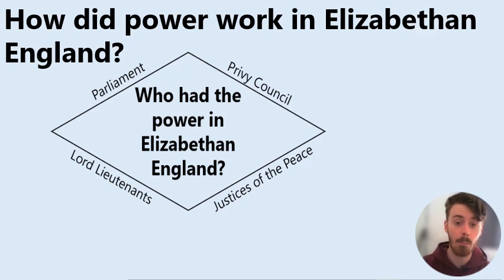If you can tell me what Parliament is, what its responsibility is, and how it works, you're sorted. If you can tell me about the Privy Council, who it's made up of, and how it influences Elizabeth, you're sorted. If you can tell me about the Justices of the Peace and what their responsibility is, good. And lastly, if you can tell me what the Lord Lieutenants are and how they work, then you know this section.